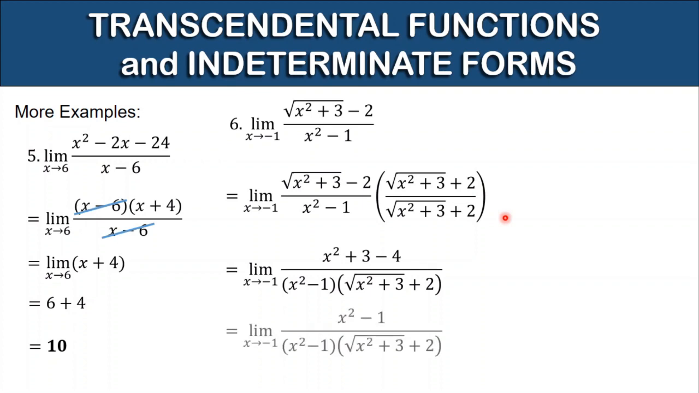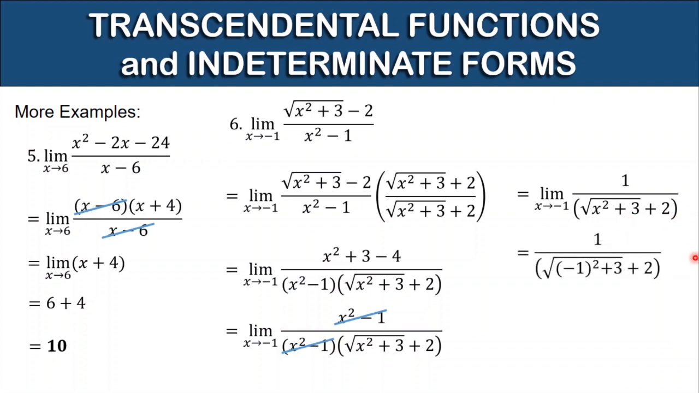Then simplify the numerator, we have x squared minus 1. And as you can see, we can cancel x squared minus 1 in the numerator and x squared minus 1 in the denominator. So the remaining part is 1 in the numerator, and in the denominator, we have the square root of x squared plus 3 minus 2. So by direct substitution, we have 1 all over the square root of the quantity negative 1 squared plus 3 plus 2. Then just simplify, we have 1 all over square root of 4 plus 2, and square root of 4 is equal to 2 plus 2, that is 4. So our limit exists at 1/4.